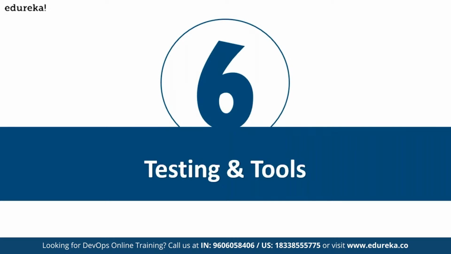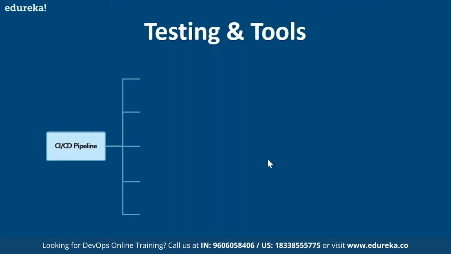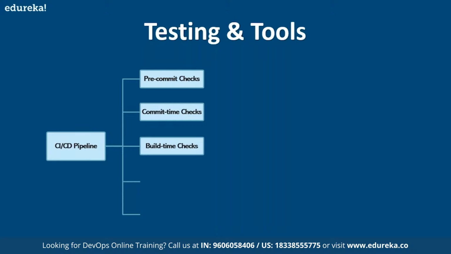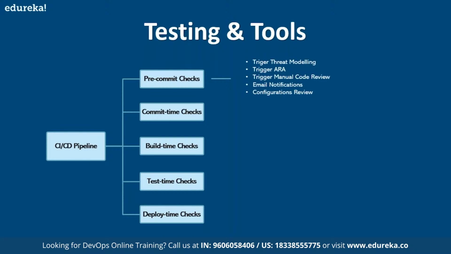Now, what are the testing and tools used for DevSecOps? For the CI/CD pipeline, the testing is pre-commit checks, commit time checks, build time checks, test time checks, and deploy time checks. During all these checks, there are certain things which we need to look into. For example, for the pre-commit checks, we need to look at the trigger threat modeling, the trigger ARA, the trigger manual code review, email notifications, and configuration review. So all these things will be taken care of when you are doing DevSecOps.